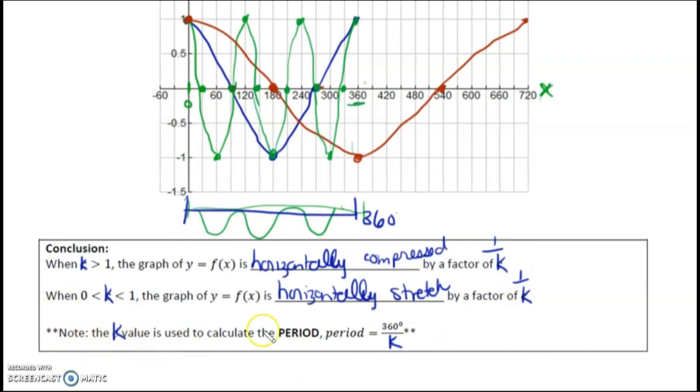Okay, and note the k value is used to calculate the period. So the k value doesn't mean much by itself, but we have period equals 360 divided by that k value. We can use that k value to solve for the period, and we can use the period to solve for the k value.